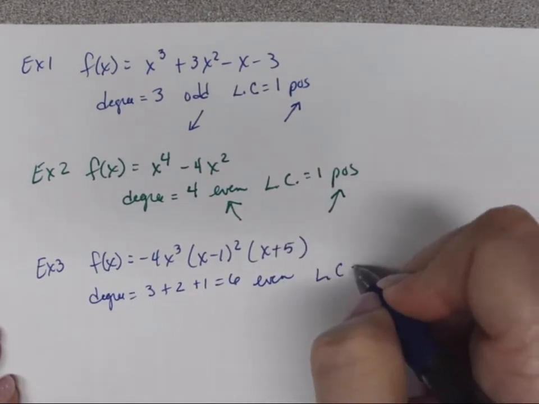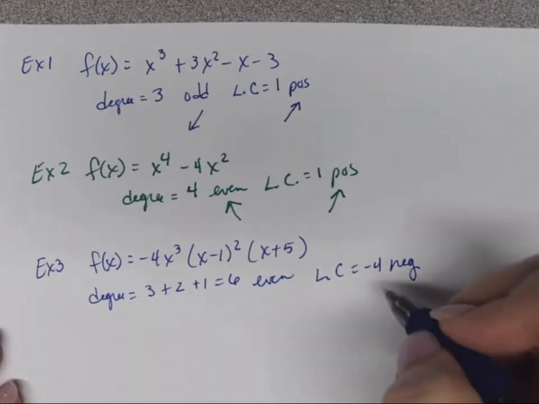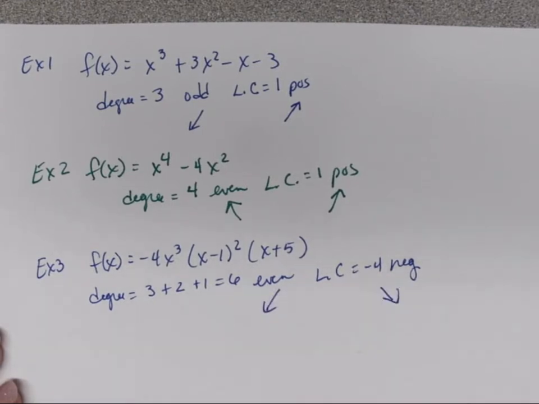The leading coefficient is equal to negative 4, but what we care about is that it is negative. The negative tells us it goes down. The even tells us it goes the same way.